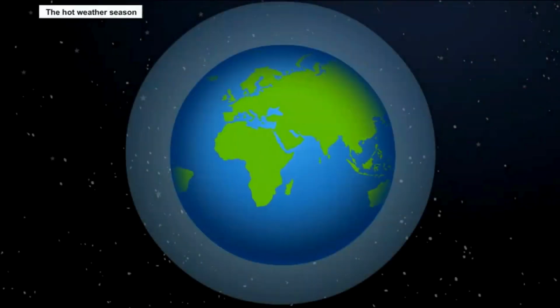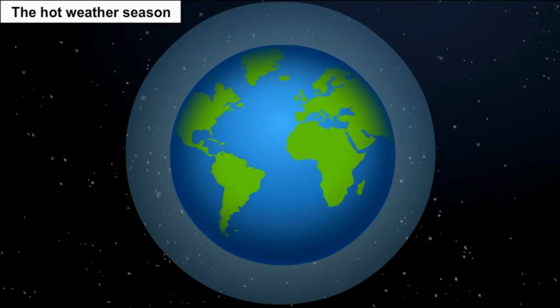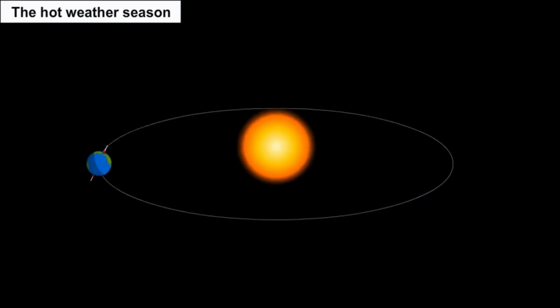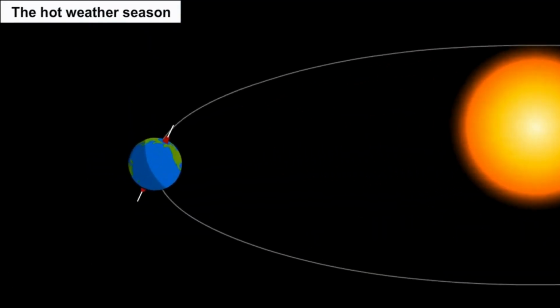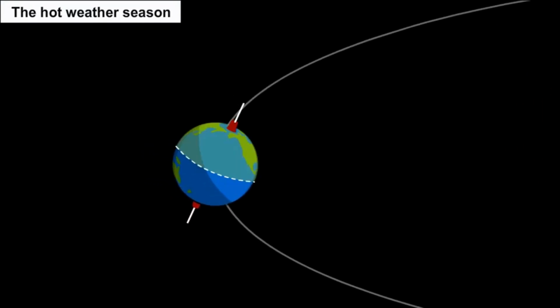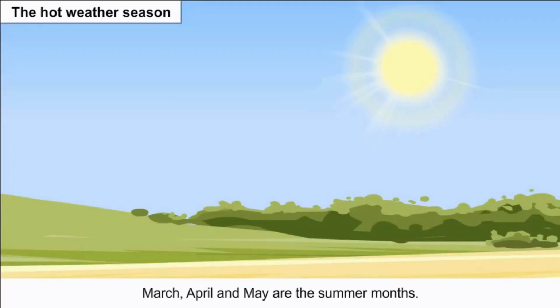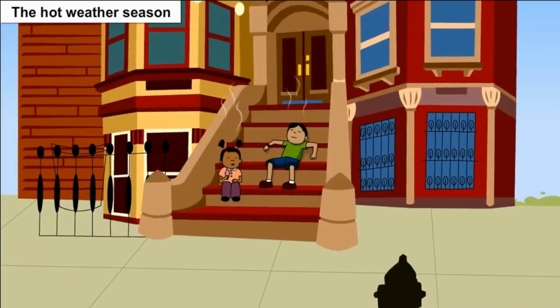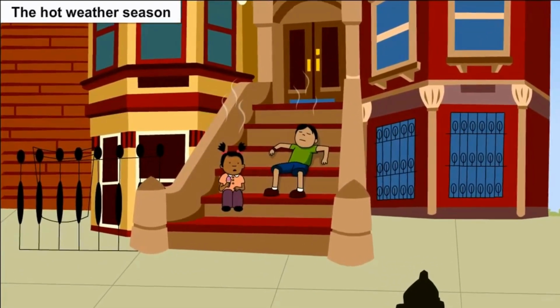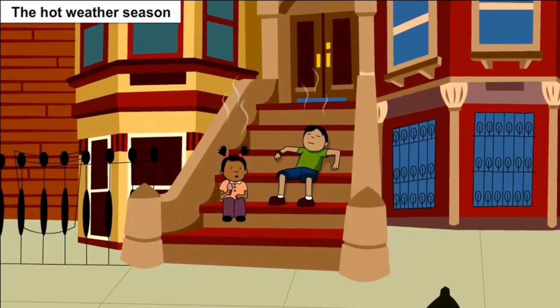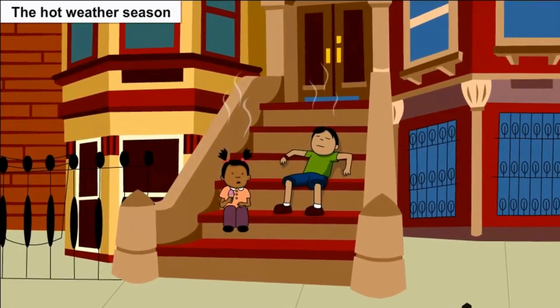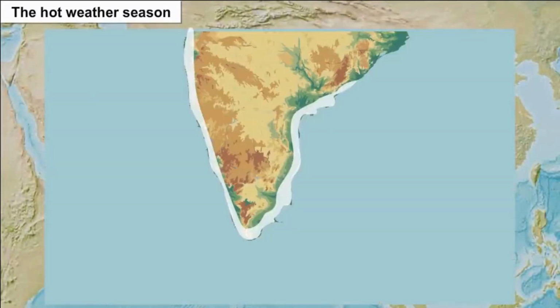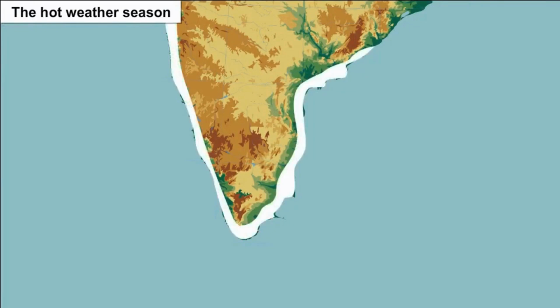The hot weather season. Due to the apparent northward movement of the sun, the global heat belt shifts to north, resulting in the hot weather season. March, April and May are the summer months. The temperature may vary from 32 degrees centigrade to 48 degrees centigrade in the northern plains. The peninsular India is not affected much due to the moderating effect of the sea.